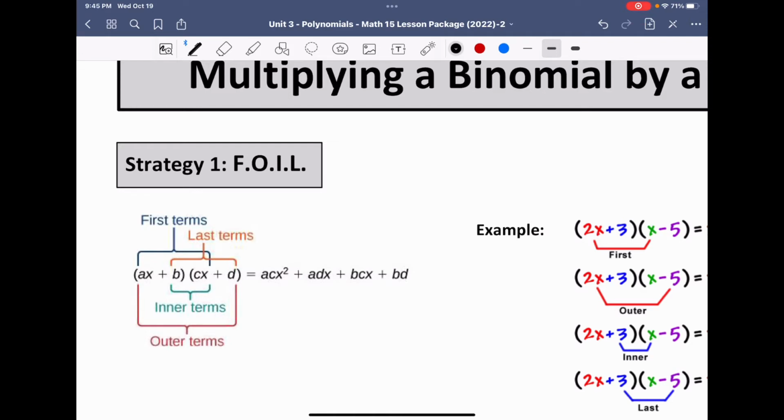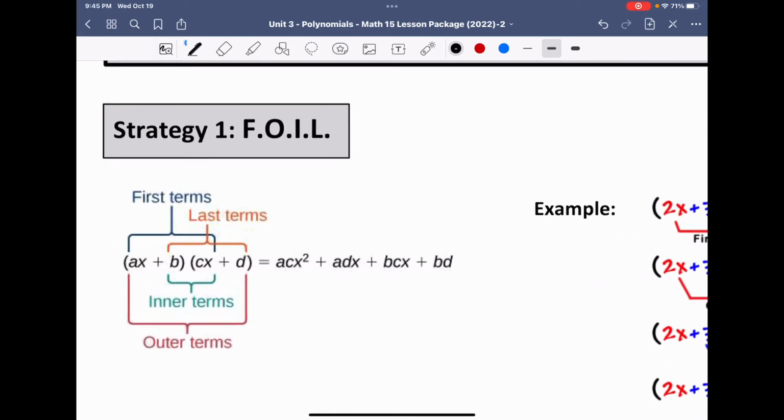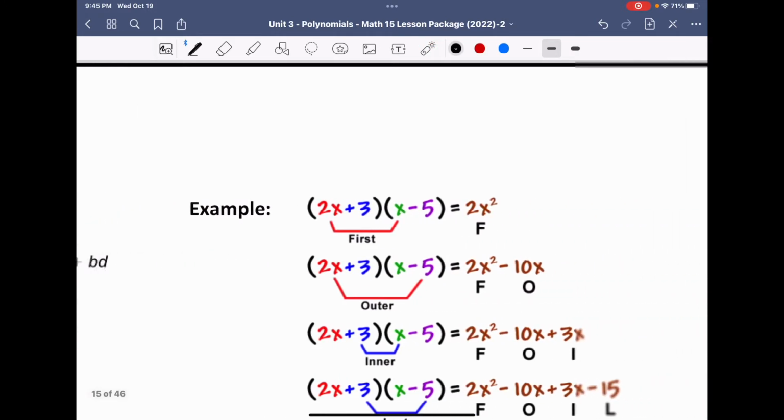Well, foiling, we start by saying, if I multiply the first, or F, the first terms together, and then I multiply the outer terms together, the inner terms together, and then finally the last terms together, then we should be able to create some form of combined polynomial here when we multiply these, and we should be able to simplify coefficients.